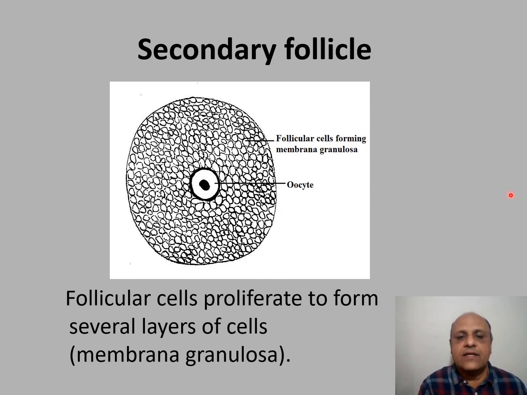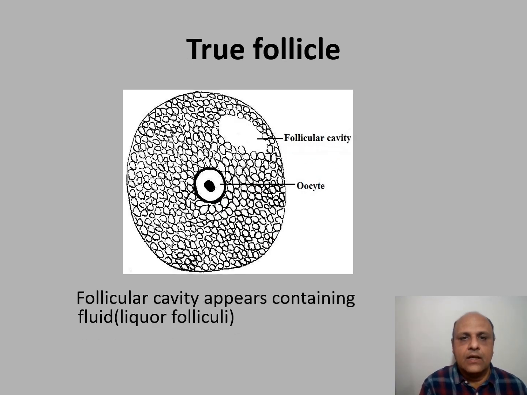Then secondary follicle is formed. How is it formed? When the follicular cells proliferate to form several layers of cells. So the follicular cells form the membrana granulosa. Then the true follicle is formed with the appearance of the cavity in the membrana granulosa, and this cavity contains the fluid, the liquor folliculi.